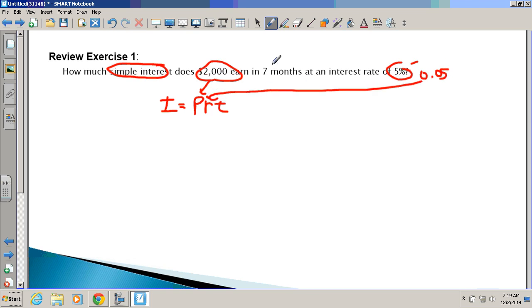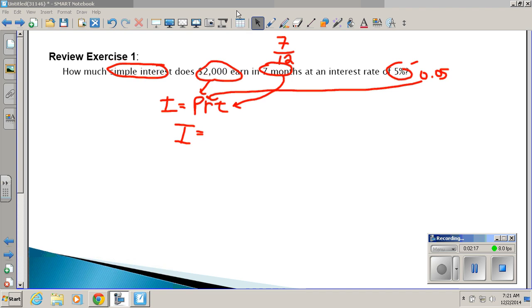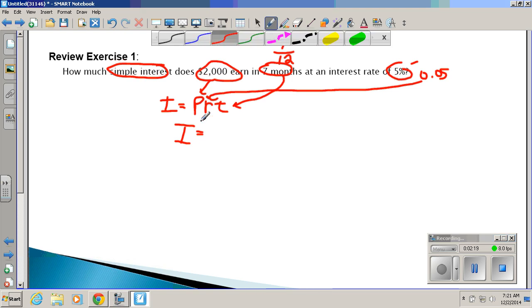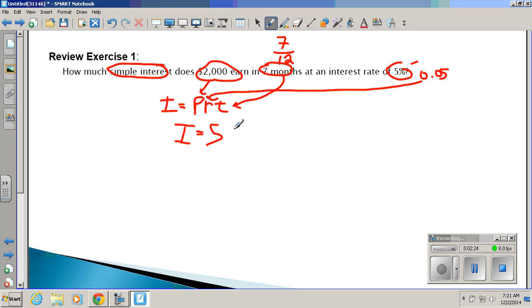And then time in years would be 7 months. So 7 months is 7/12 of a year. So 12 months, and that would be your time. And you put those numbers in, and you'll get your answer. Okay, if you put these all in your calculator, you should get an answer of 58.3 repeating, or because we're talking about money, $58.33.